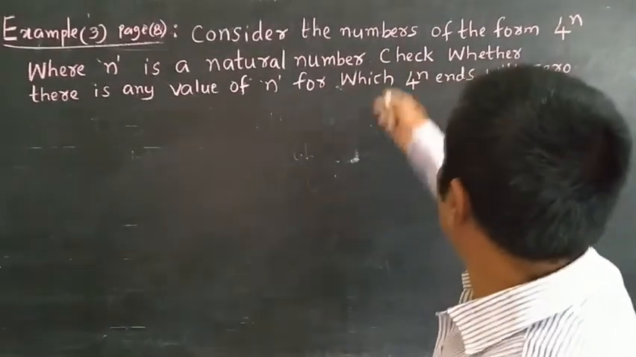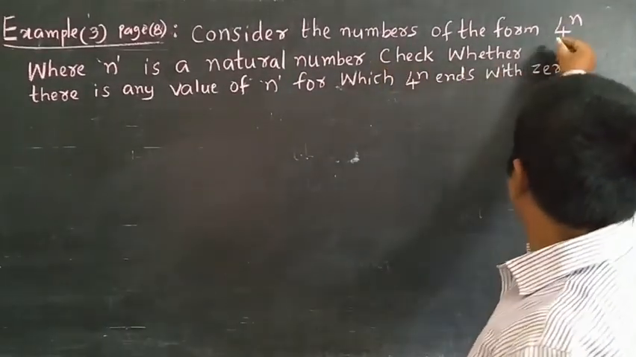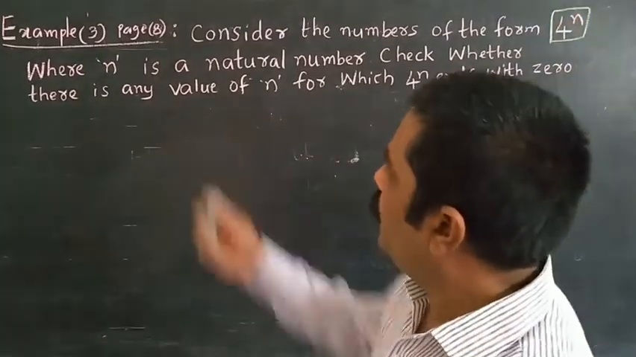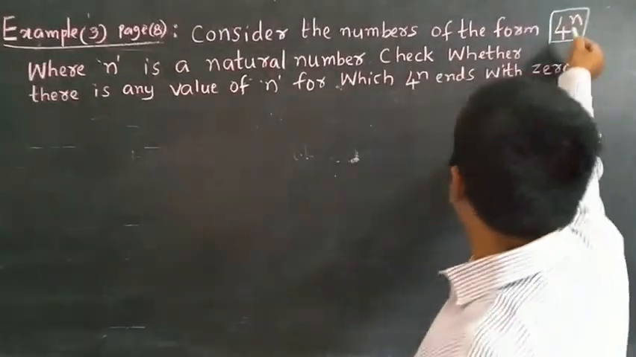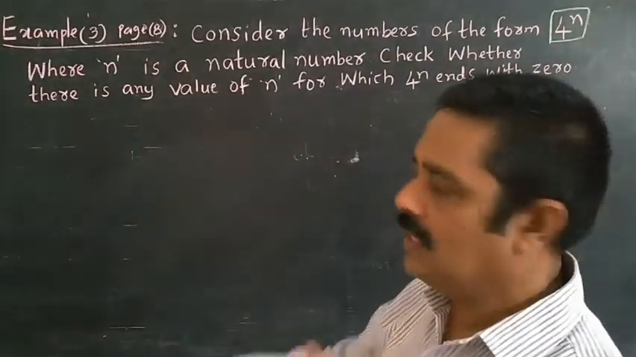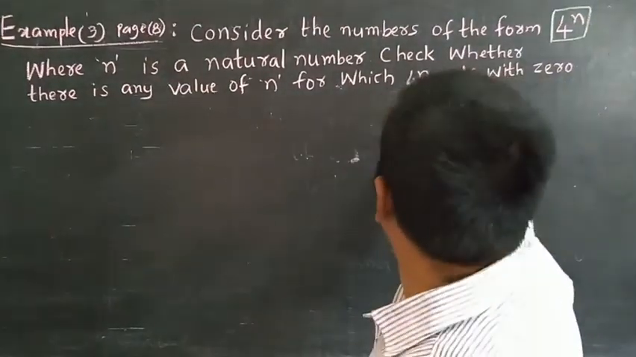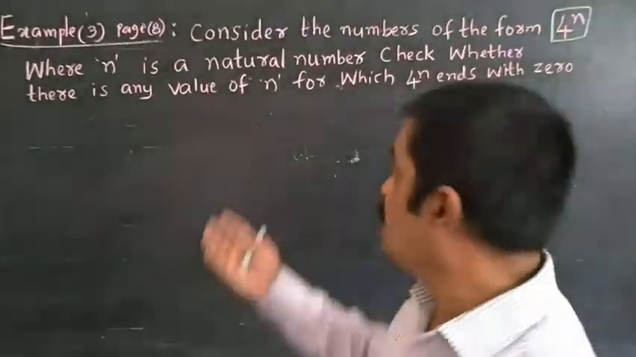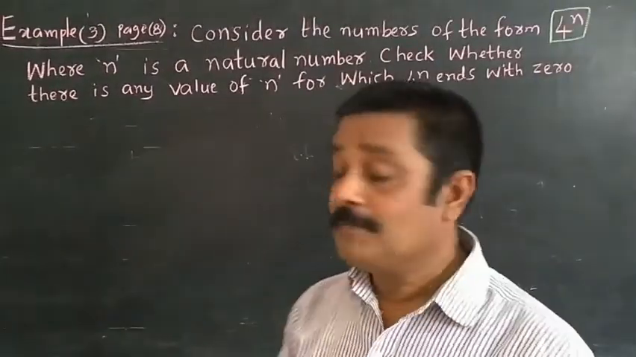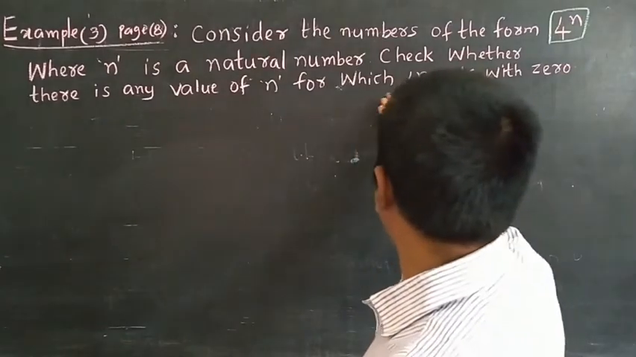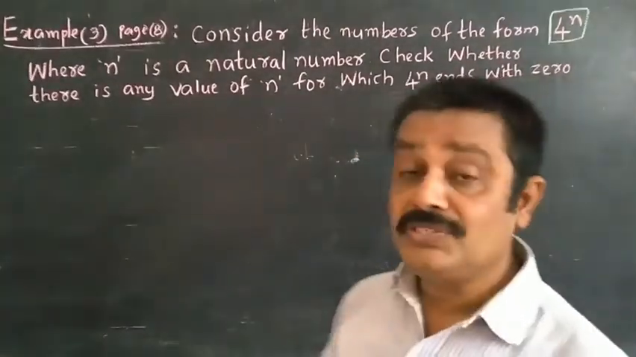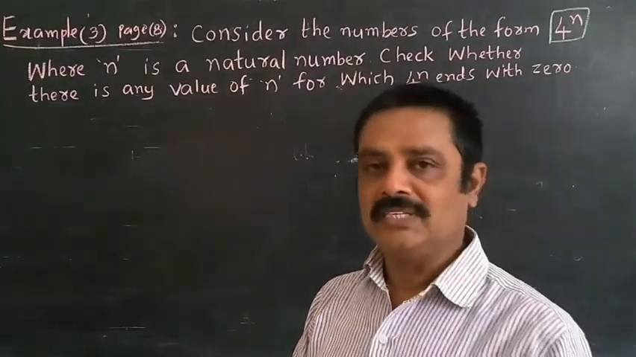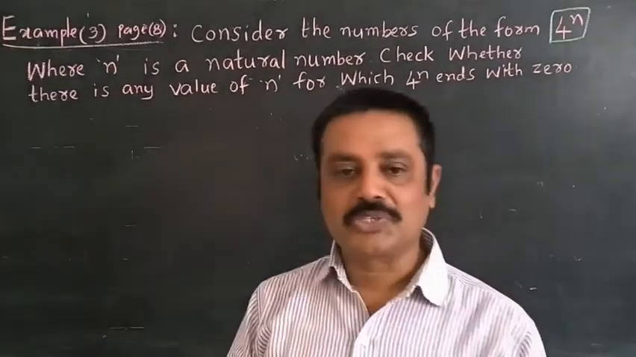Consider the numbers of the form 4 to the power of n, where n is any natural number, either 1, 2, 3, any natural number. Check whether there is any value of n for which 4 to the power of n ends with 0. This is the question. So, once try to understand about this question.